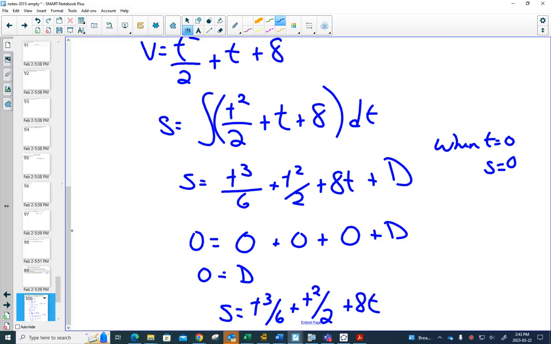So again, this one, we started with acceleration. The whole way through, we were going this way. Anytime you're going up, that's integrating. Anytime you're starting from somewhere and going down, you're going to need to use the derivative.